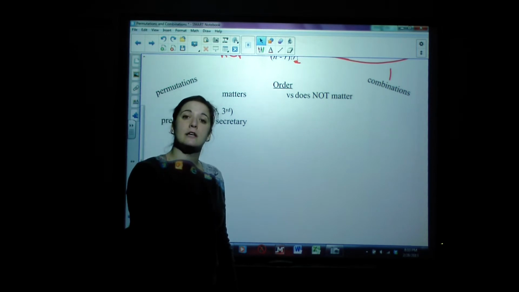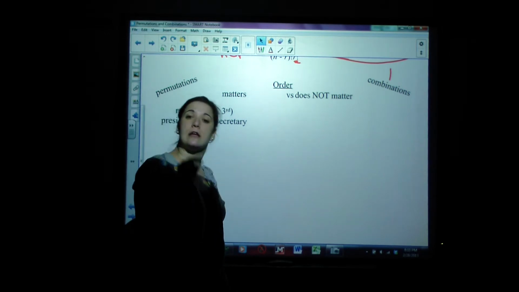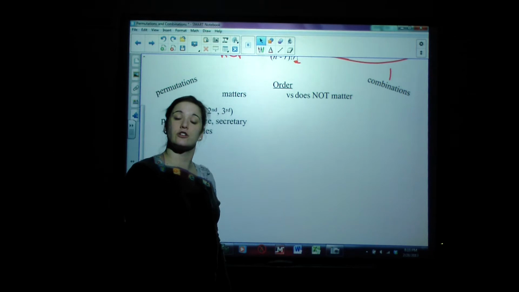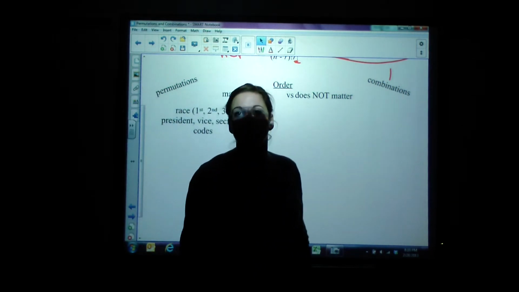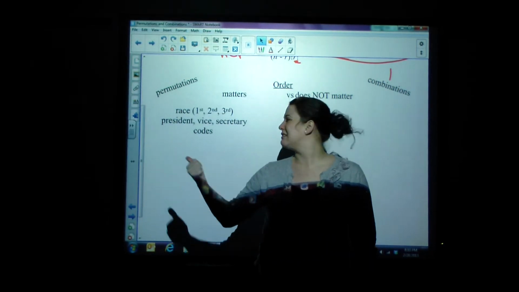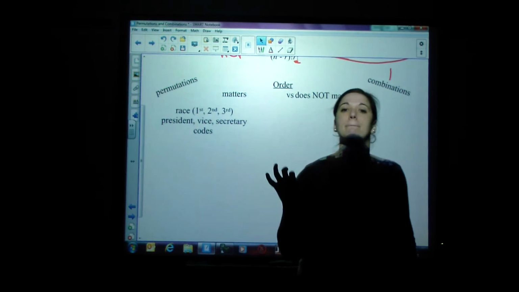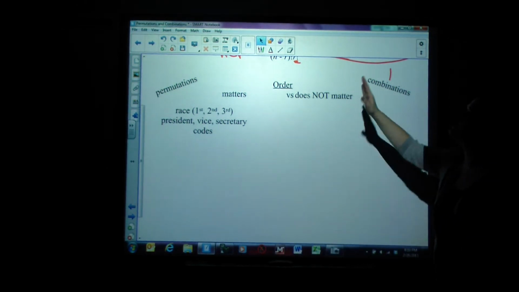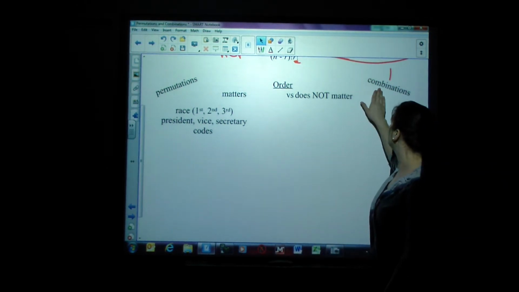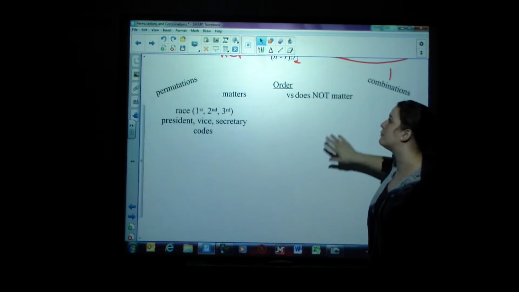If you're at home and you're trying to get in your garage door and you're punching in your code, it matters what number you punch in first. Order matters with codes, races, elections. Order matters. Now, when does order not matter? When would we be looking at combination types of problems?